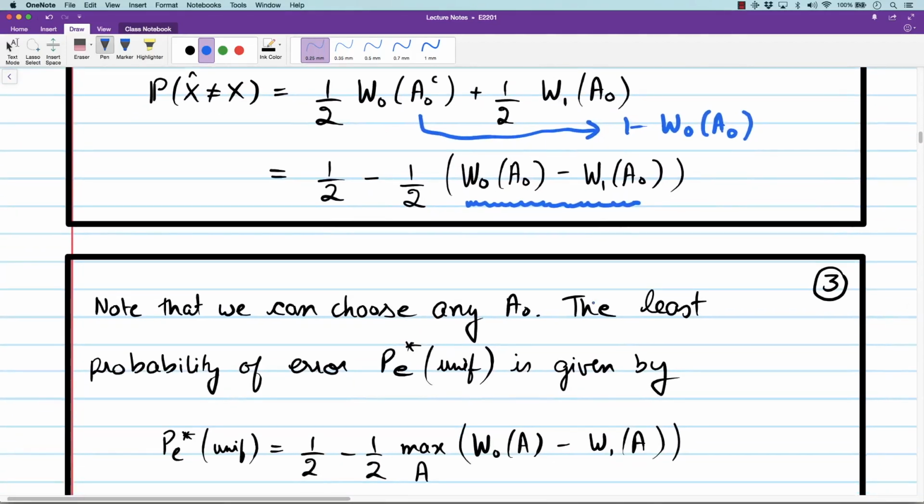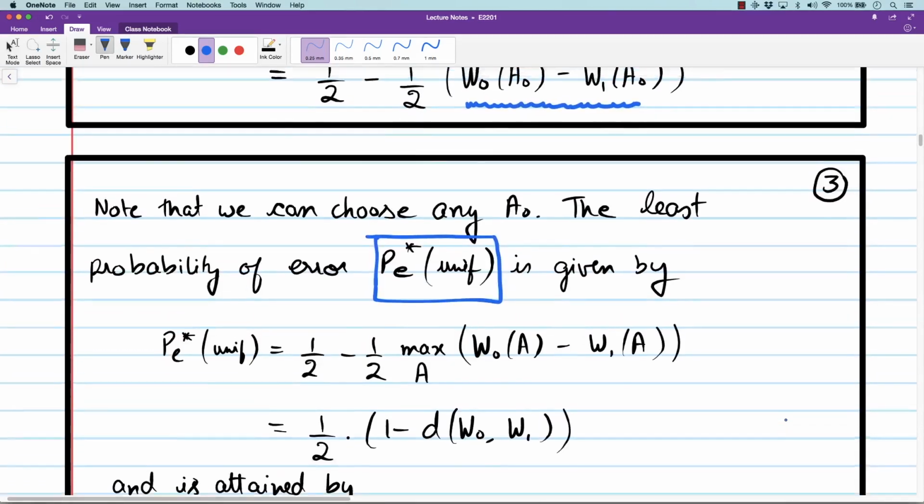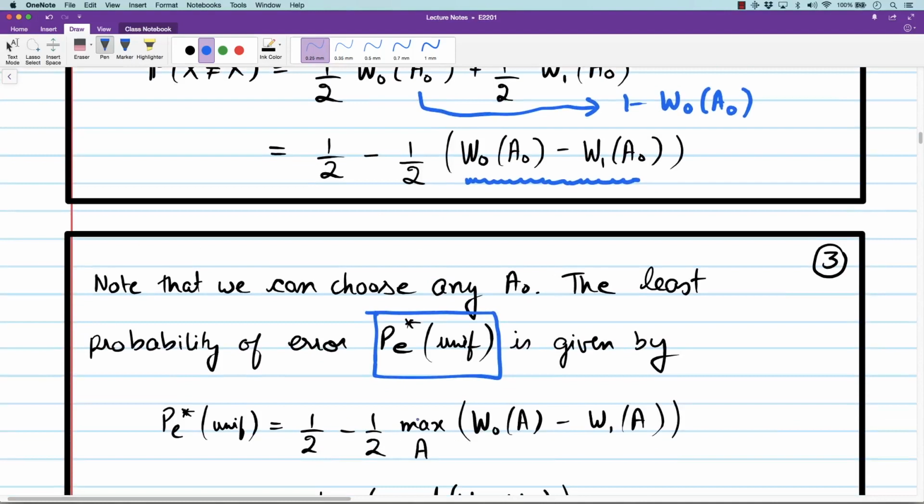Alright, so note that we can choose any A0 because we are looking for the best decision rule. Each mapping g, which is our decision rule, corresponds to an A0. The least probability of error, which we'll denote by PE star uniform, this uniform is for the uniform prior that we choose, is given by this quantity here. PE star is half minus half into, since you want to minimize probability of error, you'll maximize this thing which is negative, max over A of W0(A) minus W1(A). Alright. So can you now recognize this quantity? Is it something that you have seen before in this course? Why don't you pause and think about it?